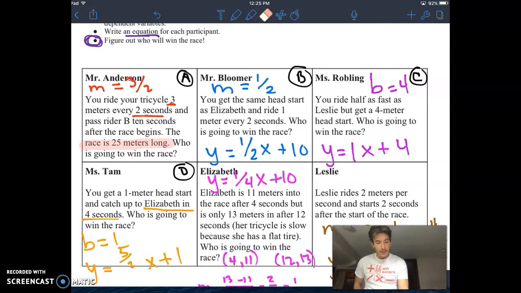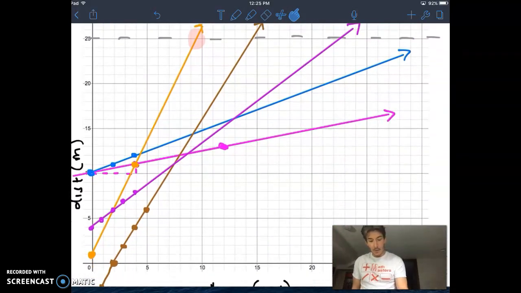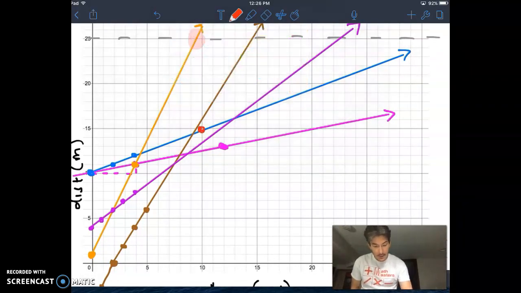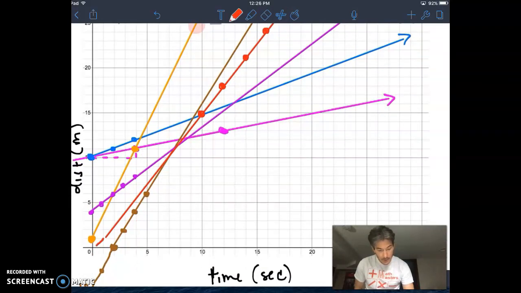Mr. Anderson, you ride your trike 3 meters every 2 seconds. Pass rider B 10 seconds after the race begins. So rider B is Mr. Bloomer. That is the blue line. And I pass Mr. Bloomer right here. Looks like right here. And I get to ride 3 meters every 2 seconds. So my line is looking like this. 3 meters every 2 seconds. Up 3, 1, 2, 3, and over 2. All right. Ladies and gentlemen, we're going to have something that looks like that.